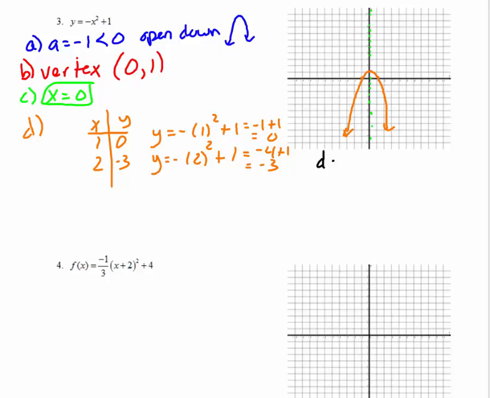So what's my domain? What x values did I use? I used all x values, so -infinity to infinity. What is my range? My range says, well, I am pointing down, so I am going from -infinity, and I stop right at that top of my vertex, y part of my vertex. So -infinity to 1, and 1's going to have a bracket.